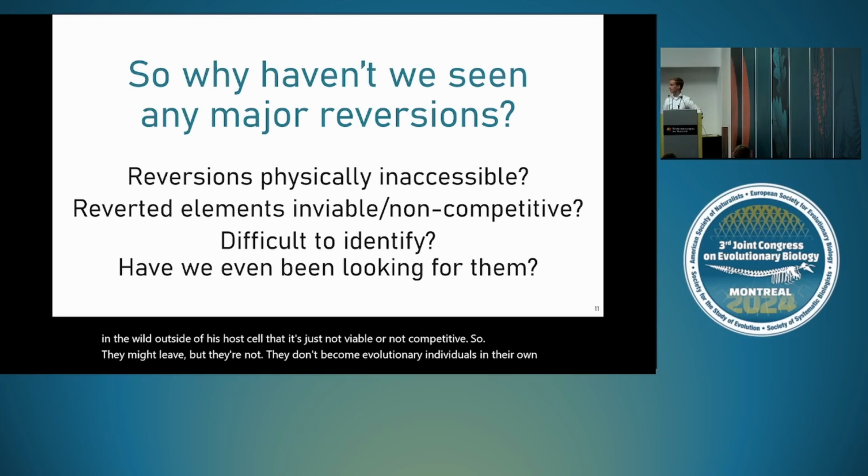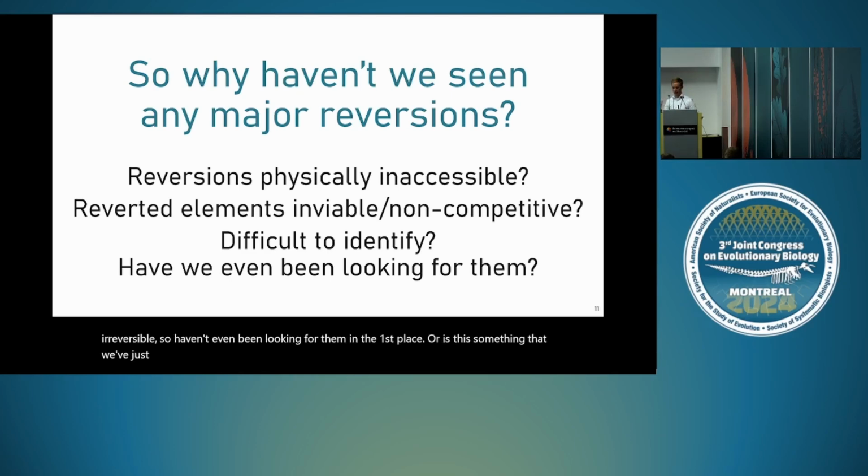For other reasons, they might just be difficult to identify. So maybe we don't really accurately assess what has happened in the evolutionary history. And of course, a lot of people have worked on the assumption that these major transitions are irreversible. So have we even been looking for them in the first place? Or is this something that we've just been not thinking about at all?